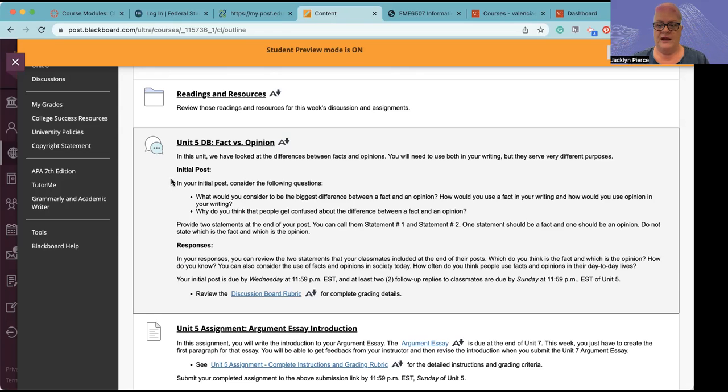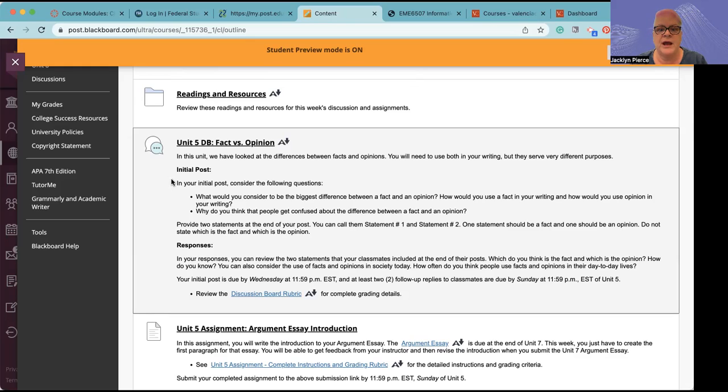One of those statements should be a fact, and one of those should be an opinion. Don't tell which is which. And of course, the goal is this gives you something fun to do when you're responding to your fellow classmates, because you'll be able to point out which of their statements was a fact and which was an opinion.